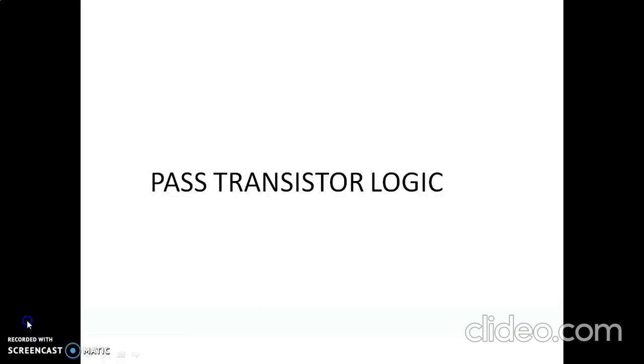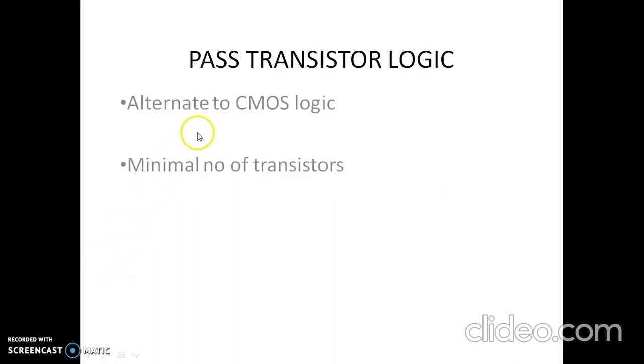Today I am going to deal with the topic pass transistor logic. It's a logic design technique alternate to CMOS logic. Compared to CMOS logic, here the number of transistors is less. The reason for that: in CMOS logic, we know that CMOS is a combination of NMOS and PMOS.